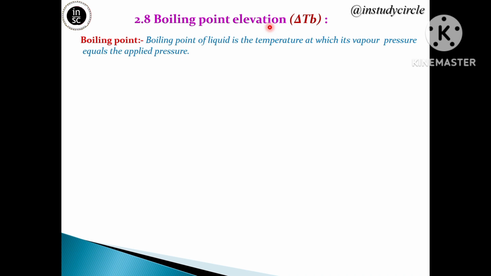The boiling point of a liquid is the temperature at which the vapor pressure becomes equal to the applied pressure. Boiling is the temperature at which the vapor pressure of a liquid becomes equal to the atmospheric pressure. For liquids in an open container, the applied pressure is atmospheric pressure.